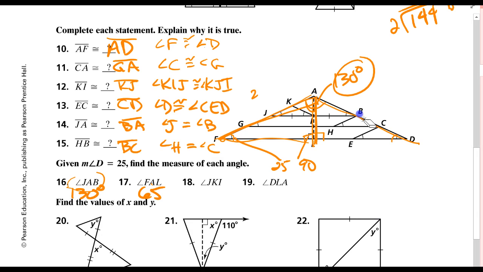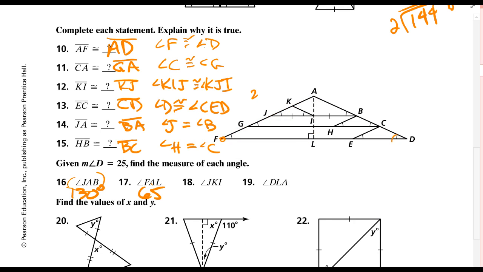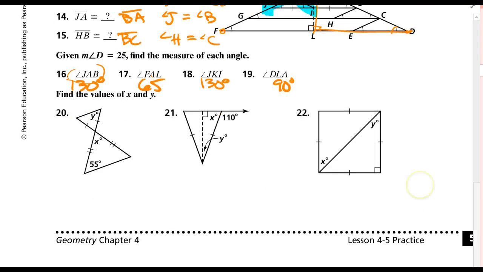How about JKI? Well, J to K to I. Guess what? It's going to be congruent to this one here. So I know that's going to be 130. And then D, where's D? D to L to A. All right angles are congruent, so there we go. Now, how about finding some more values here, x and y?